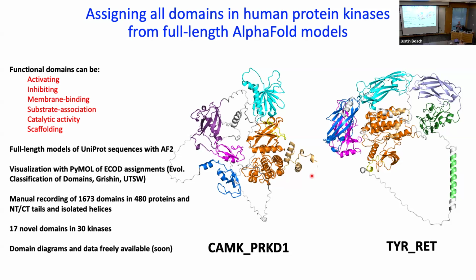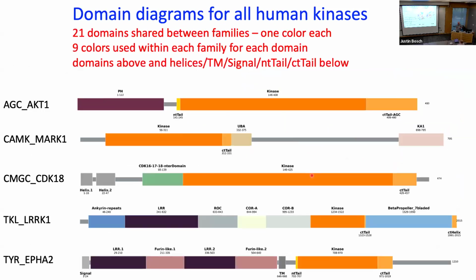Or there were some small domains, a little folded bundle that AlphaFold scored pretty well, that don't have a name and have never been seen before, and they are novel domains. And so we made these domain diagrams for all 480 kinase genes. And we worked on the colors. Actually, the fonts are much bigger now than they were on this one. But I have these for all 480.